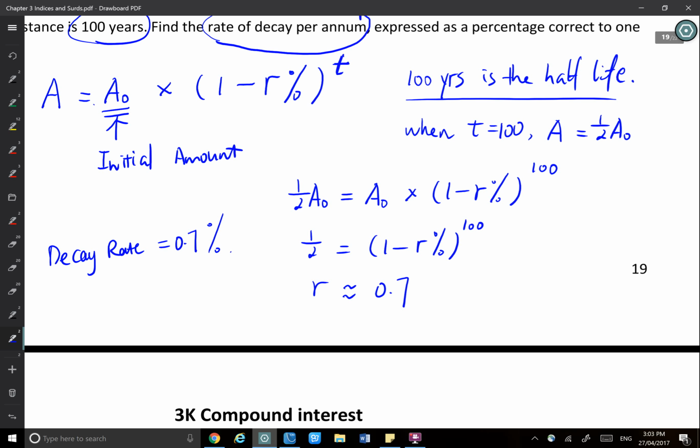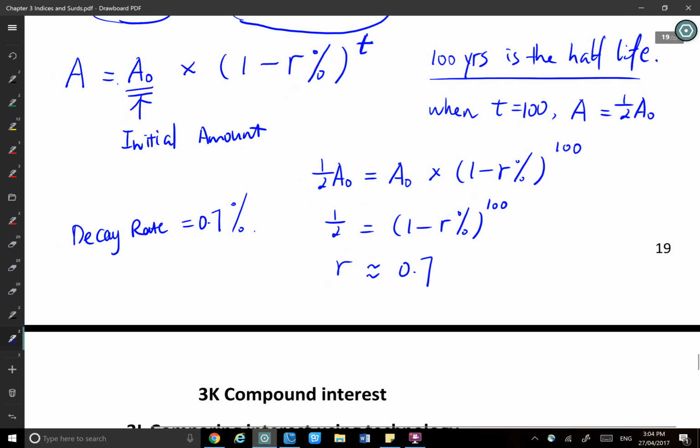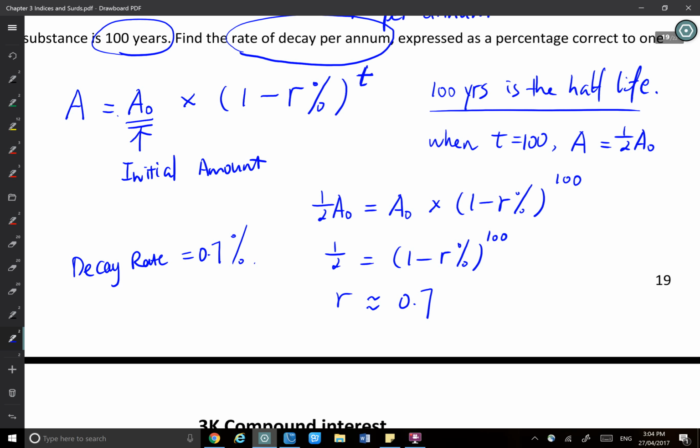If I originally have 10, then it will reduce to 5. If I originally have 1,000, then it reduces to 500. That doesn't change the half-life. For the same substance, the half-life will always be the same. It isn't influenced by the initial values. And also you can see from this question, I don't even really care about how much I have at the beginning. I don't even care what A0 is, because A0 finally gets cancelled.